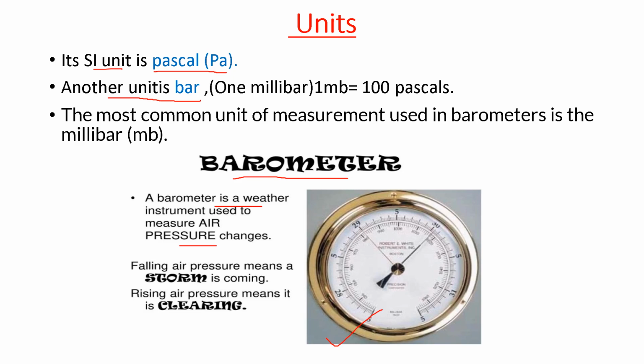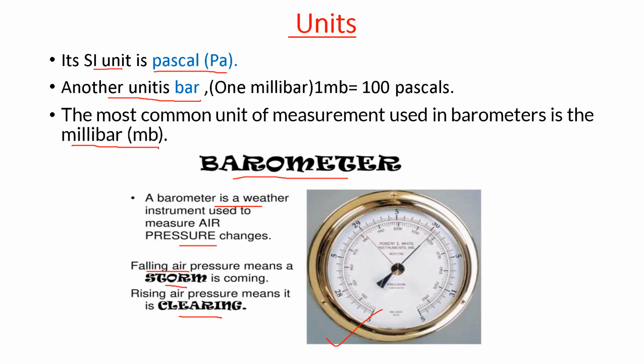Okay, and the value reduces to, means the needle points to the small values when there is a storm, and in normal condition it points to the higher values or to the higher numbers.